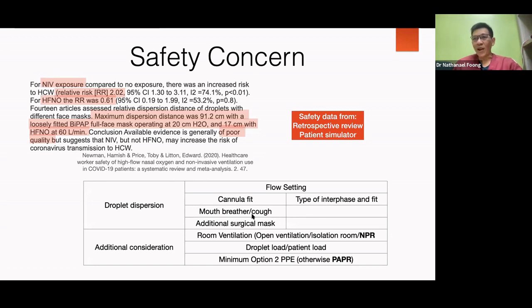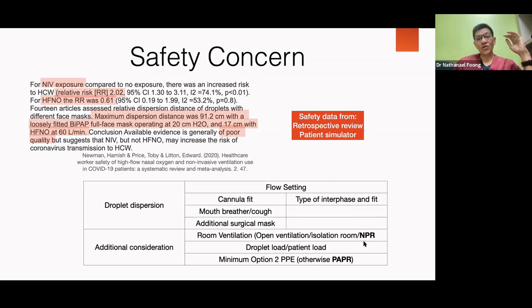So it all depends on whether the patient is on a high flow nasal cannula, whether the mouth is open, whether they cough. When they do cough, the dispersion of droplets is actually quite a distance. It can go up to about 90 cm, even 2 meters. And the addition of a surgical mask may actually prevent that. Now, there's an additional condition, which is the room that you put the patient in. Is it open ventilation, right? All the windows open, is the ventilation good enough to actually wash out this dispersion, all right?